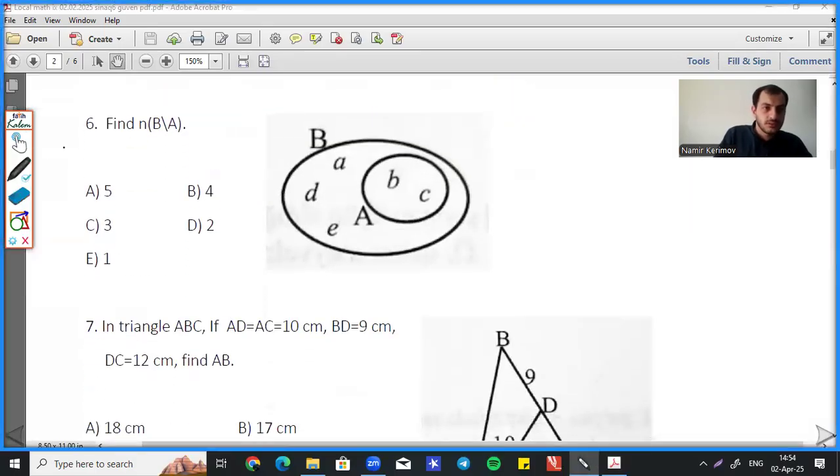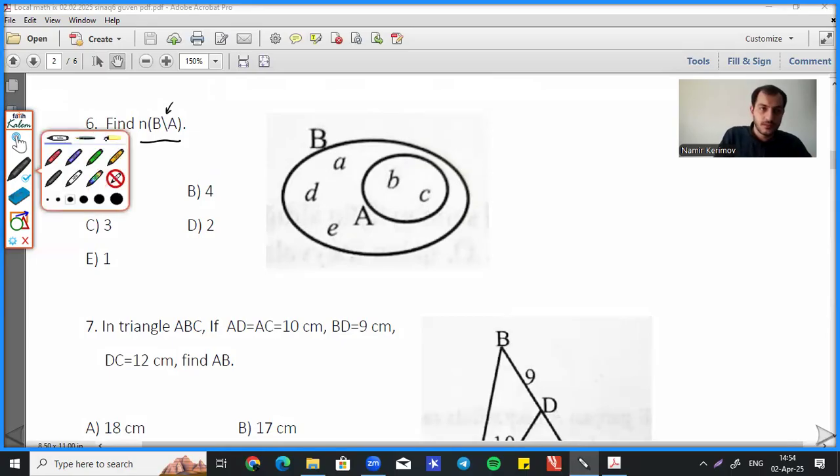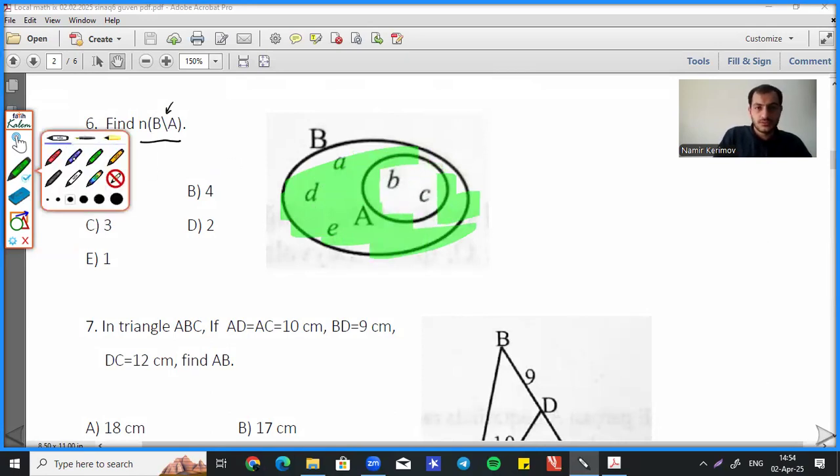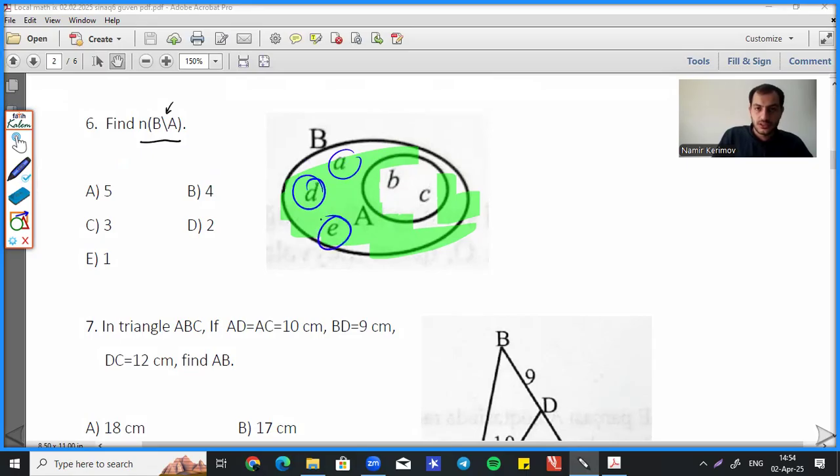In question 6, number of elements of, so that means the difference. It's like we should take the elements from B, but not from A. Elements from B, but not A. So that's why we say A, D, and E. There are 3 elements, so answer C.